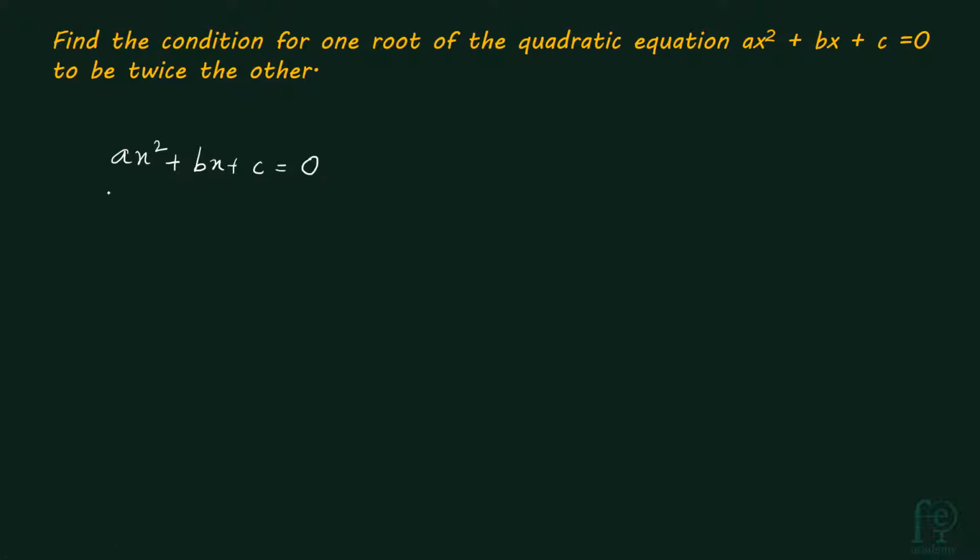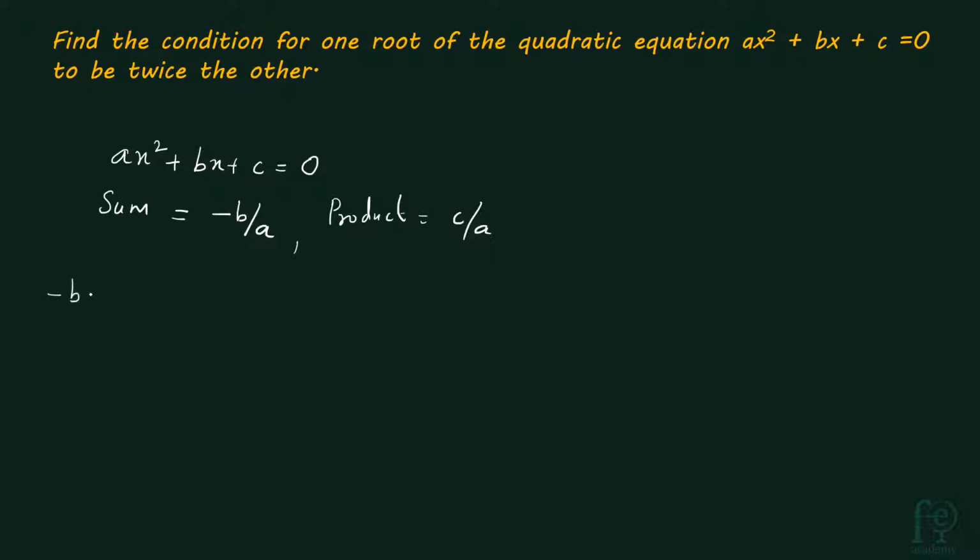We know that the sum of the roots of the equation is given by minus b by a. Sum of the roots of this quadratic expression ax square plus bx plus c is equal to 0 is given by minus b by a, and product of the roots is given by c by a. So how to derive this? Let's see how we can derive the sum of the roots is equal to minus b by a and product is equal to c by a.